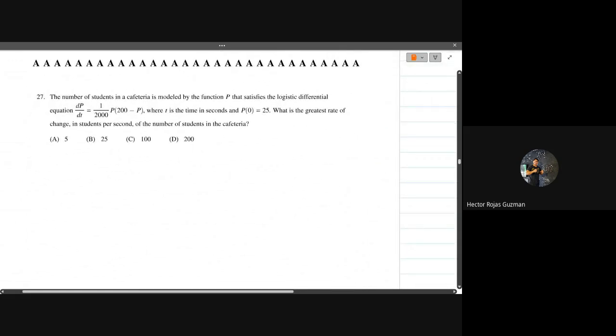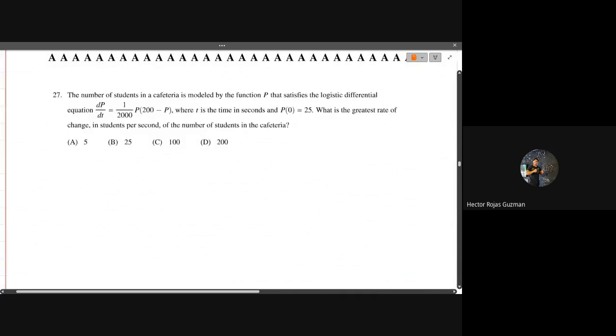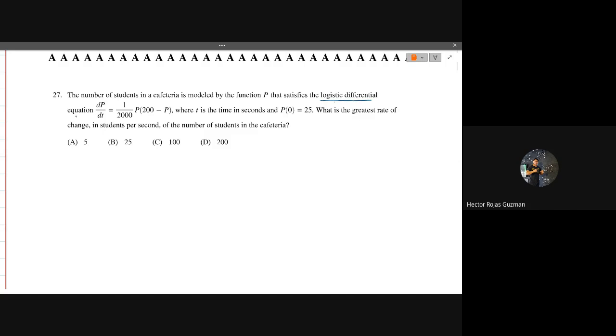Okay, 27. This is one of those new topics in BC that we didn't cover last year, ladies and gentlemen. So make sure you know your formulas. The number of students in the cafeteria is modeled by the function p, and it satisfies the logistic differential equation, where t is time in seconds and p of 0 is equal to 25. What is the greatest rate of change?